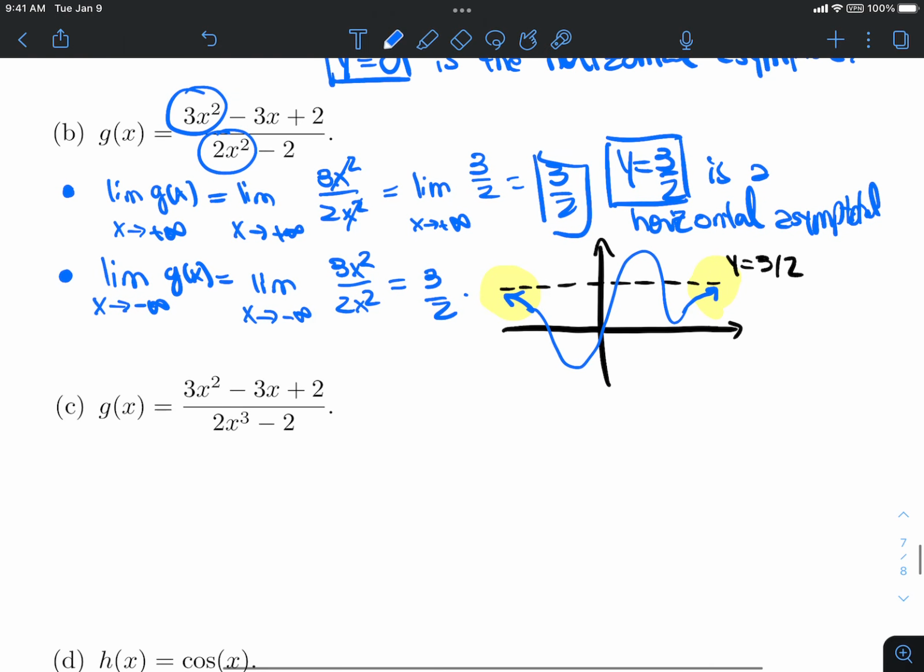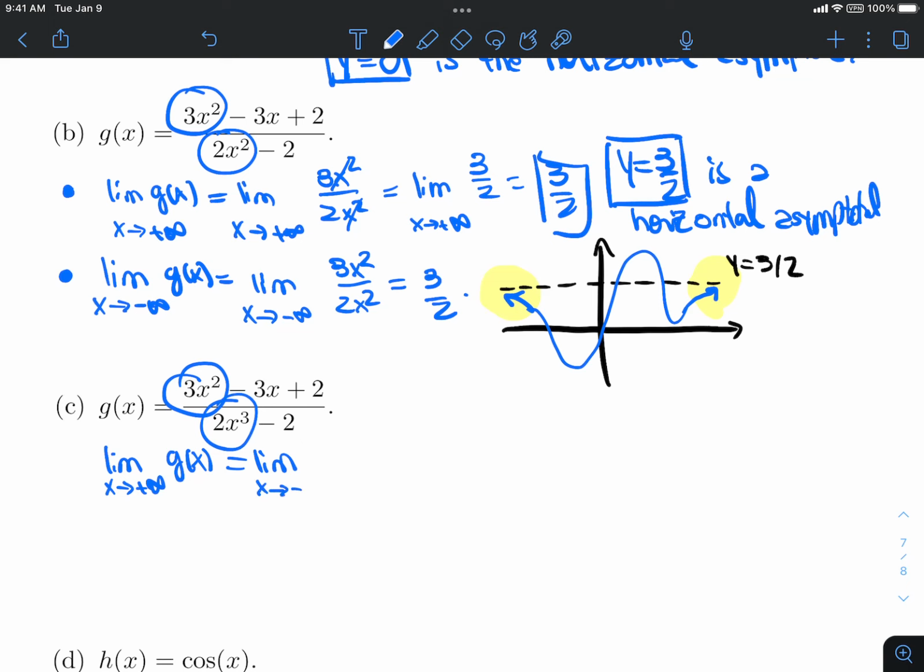What happens on C? The limit as x goes to plus infinity of g of x. Same thing. Look at the leading coefficients. One is x squared, the other x cubed. 3x squared, 2x cubed. Cancel the square with the cube. 3 over 2x. The bottom is getting super, super big, so this is getting very, very small.